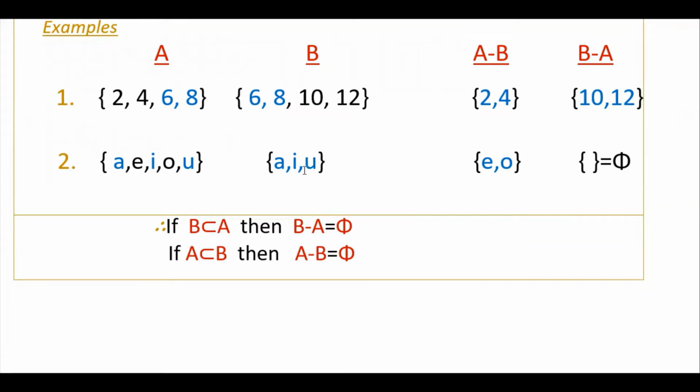And B minus A. Here for B minus A, you have to write only B elements, excluding the common elements. If you take out all the common elements, those are A, I, U, there are no elements left in B. Therefore, B minus A is an empty set, and you have to write the empty set symbol. In this case, B is a subset of A, because all the elements of B are also in A. So if B is a subset of A, then B minus A is equal to an empty set. Similarly, if A is a subset of B, then A minus B is an empty set.